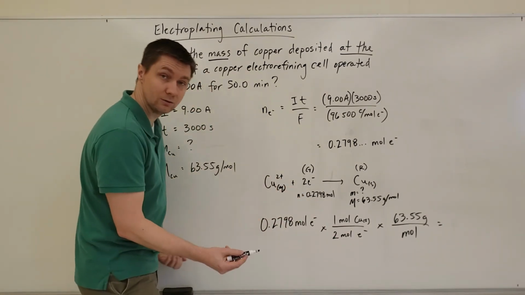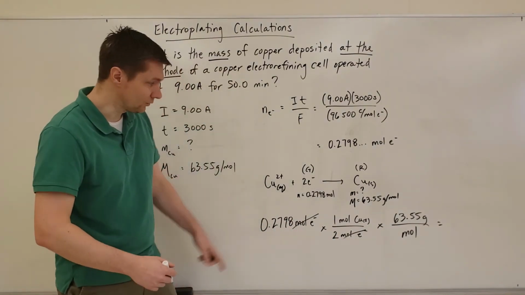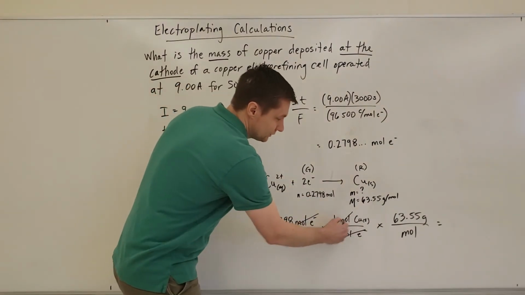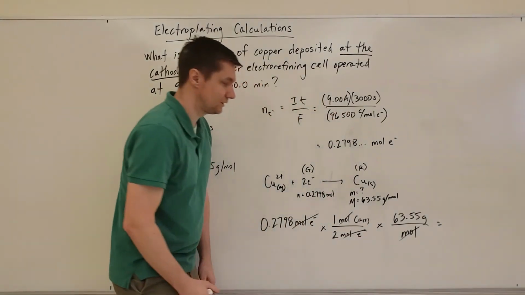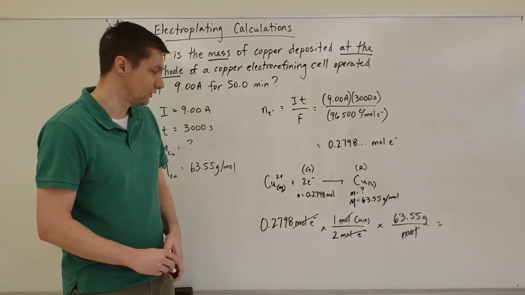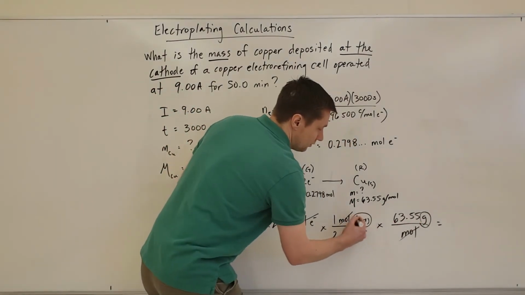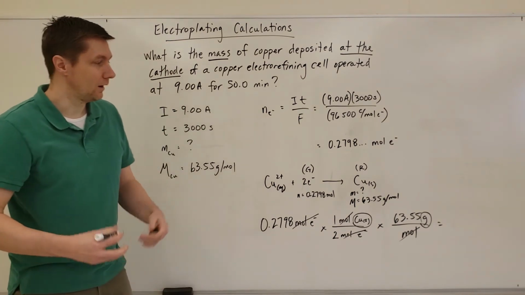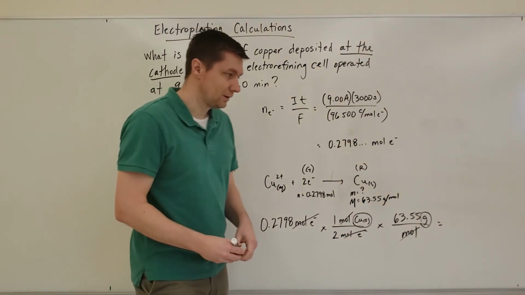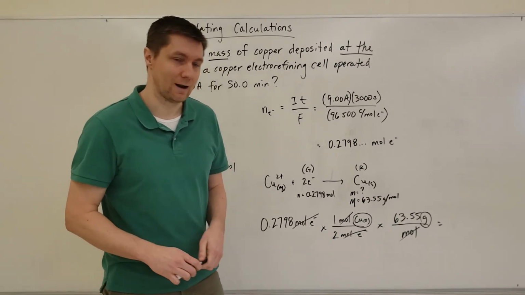And you can see that my units cancel out. So my moles of electrons are gone. You can also see that the moles for the copper also cancel out as I use that with my molar mass of copper. And so the units that I have left over are grams of copper, and I can plug this into my calculator, and the answer that I end up with is 8.89 grams.